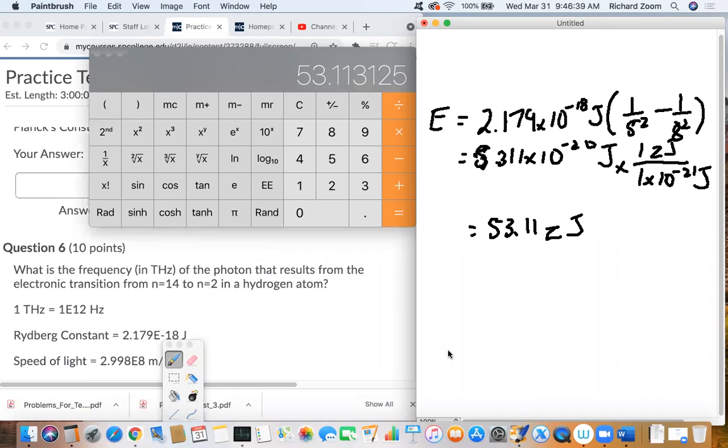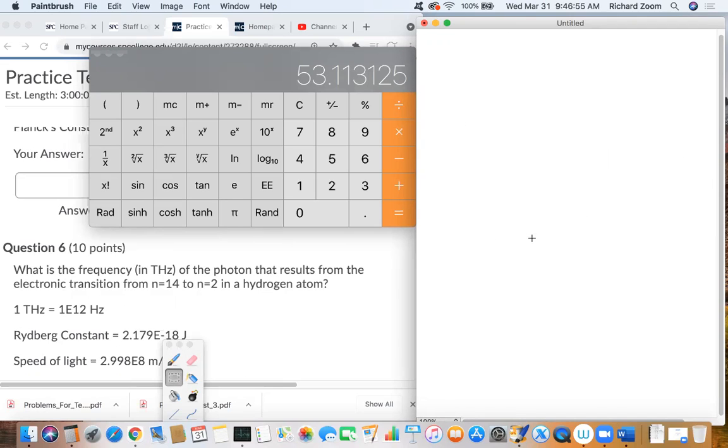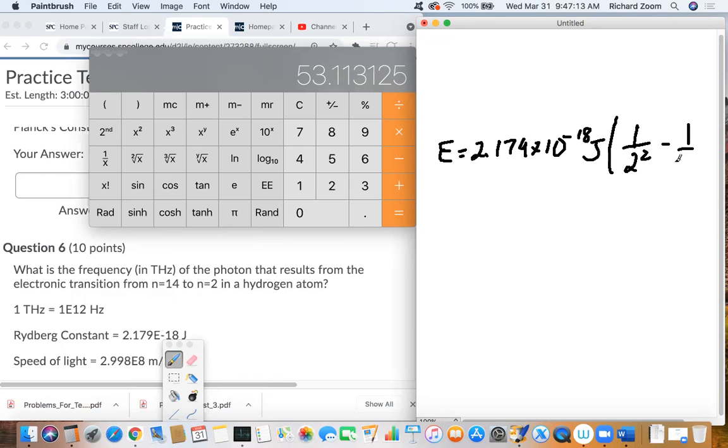All right, the next one, we got frequency. And frequency is going to be, again, we need to get the energy, same deal. Actually, let me get rid of all this here. I'll start with a clean slate. So the energy is going to be 2.179 times 10 to the negative 18 joules. And this will be 1 over 2 squared minus 1 over 14 squared. Again, trying to get that positive value there.